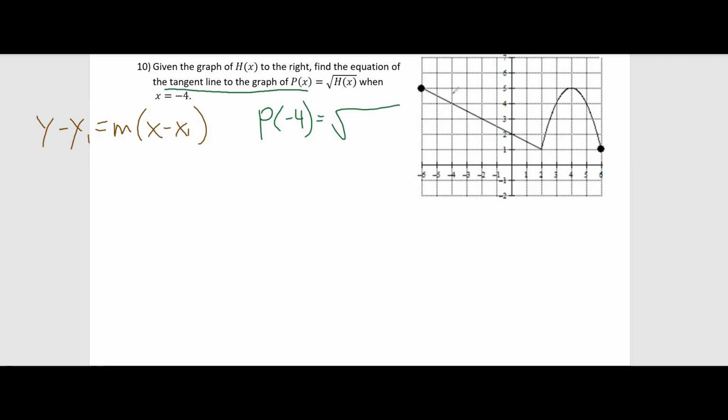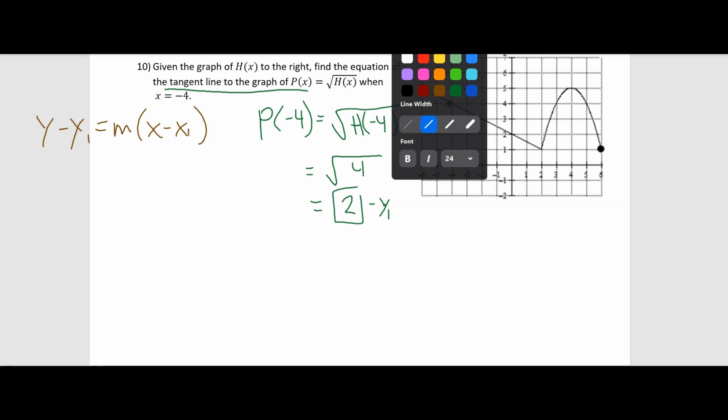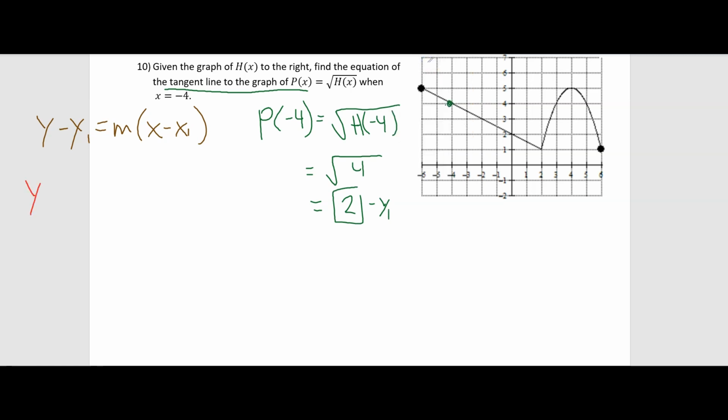Well, that's going to be equal to the square root of h of -4, which is equal to... h of -4 is equal to 4. So that's equal to 2. So here's my y1. So I have my x1, I have my y1. We can fill those in. And I just need my slope, or my derivative of x plus 4 inside. And the derivative is the toughest part of this problem. We have to find the derivative of p of x.